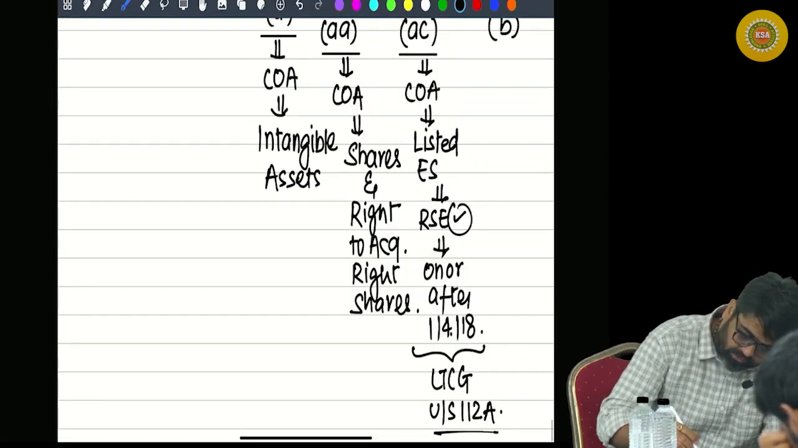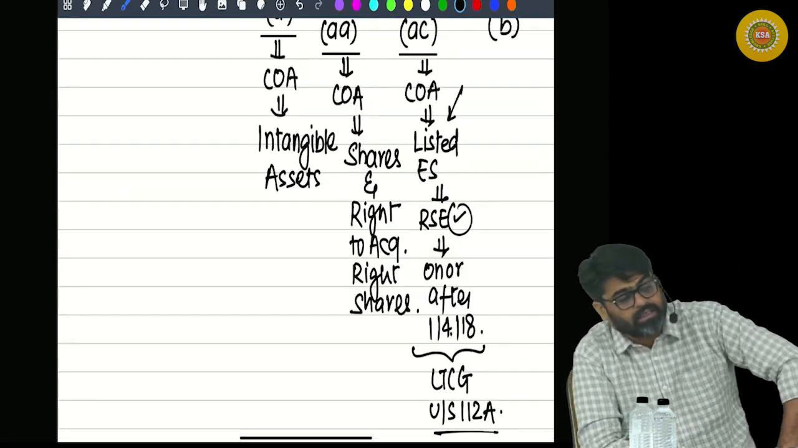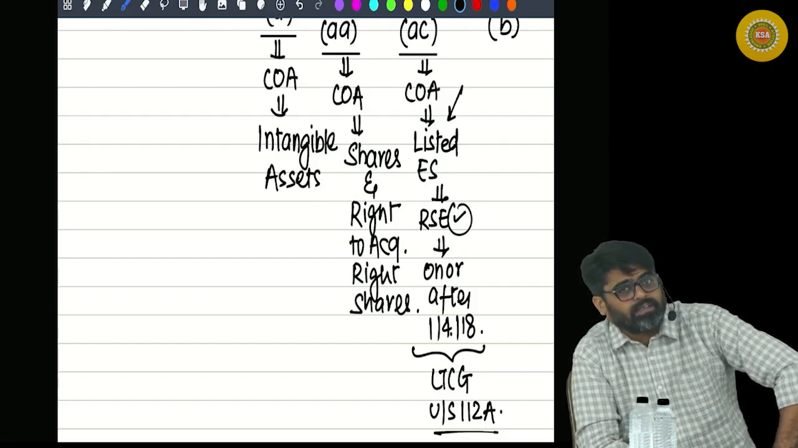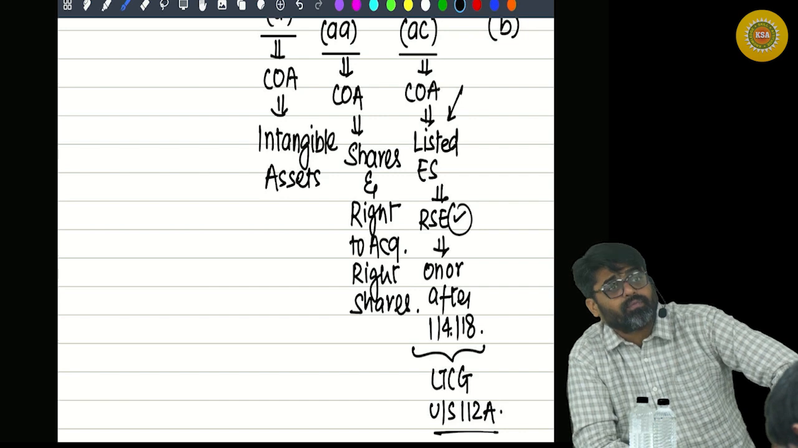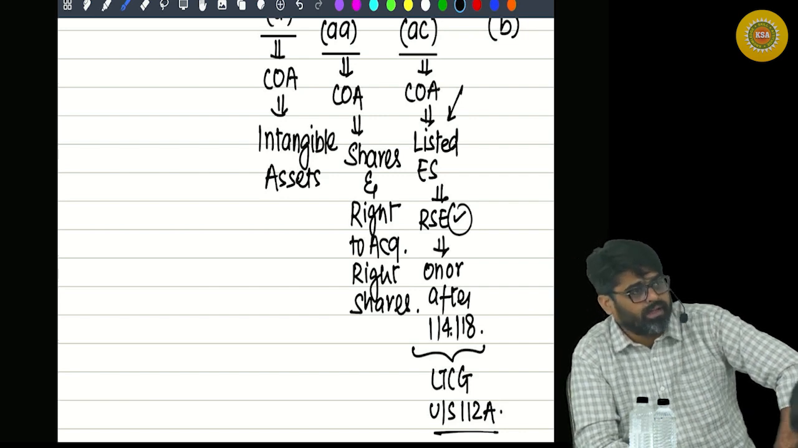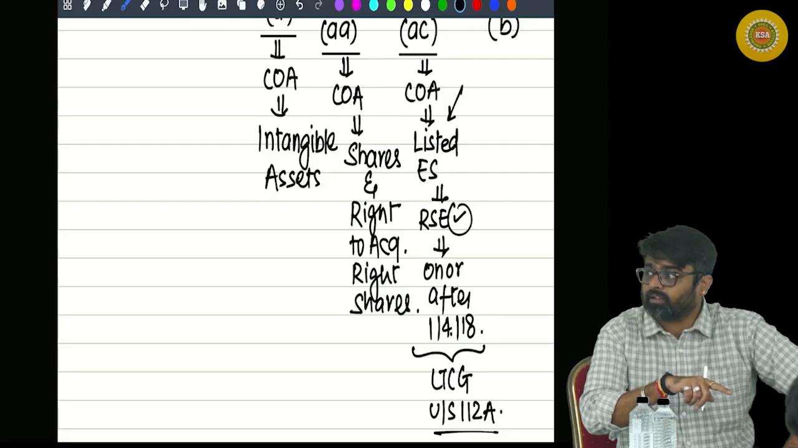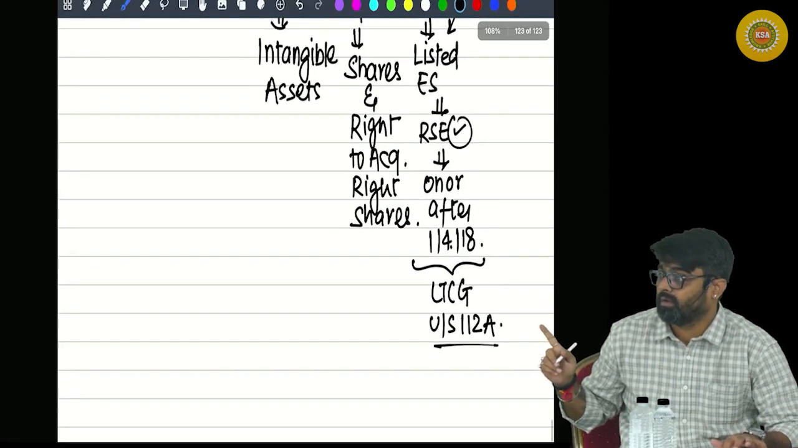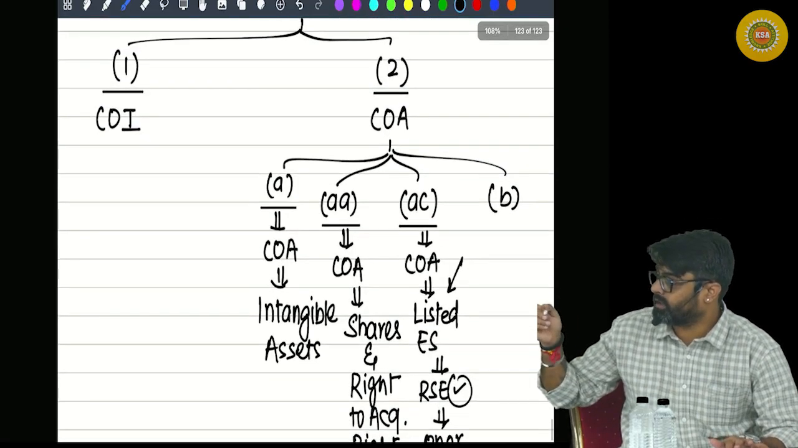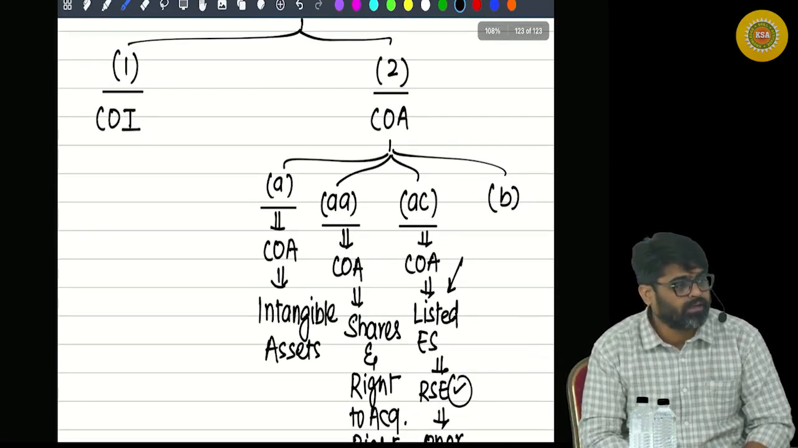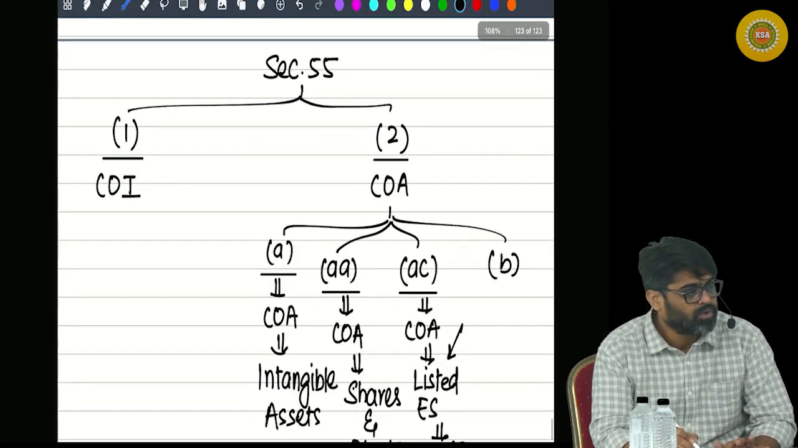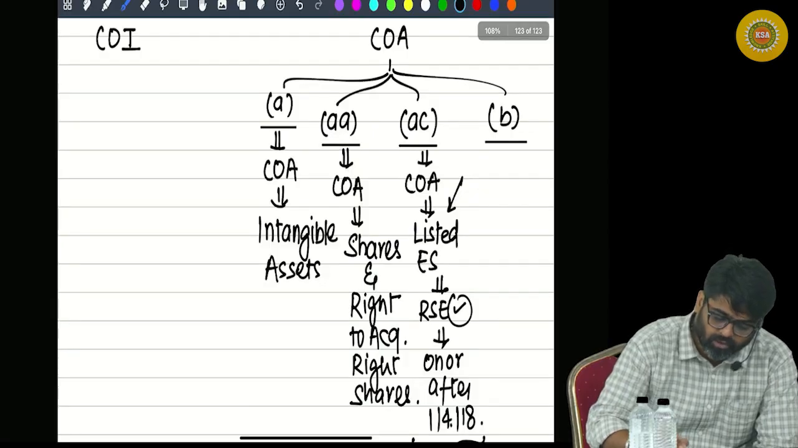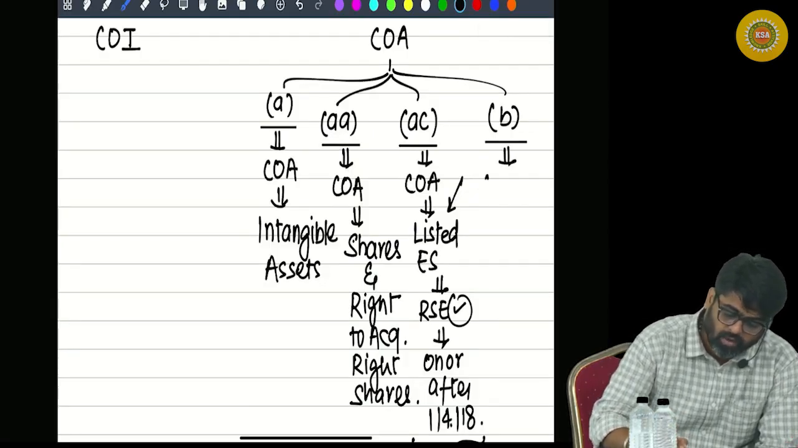So these assets, the listed equity shares, are transferred on a recognized stock exchange on or after 1st April 2018, and on the transfer of this asset, if you are going to compute long-term capital gain under section 112A, what cost you are going to take for these listed equity shares? That is given in section 55(2)(ac). Yes or no? And last but not the least, 55(2)(b) gives you the option.